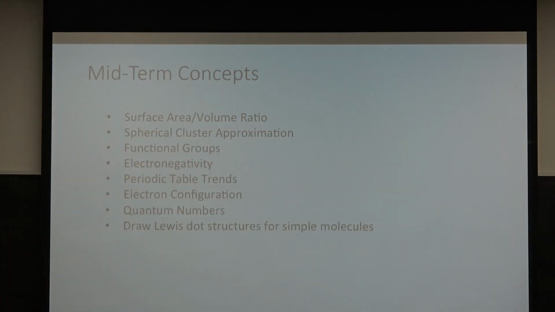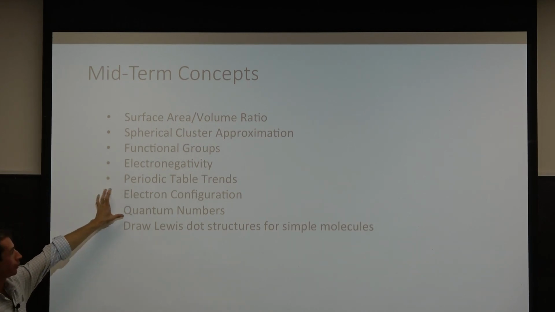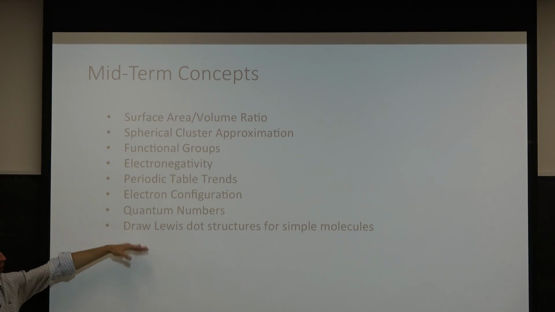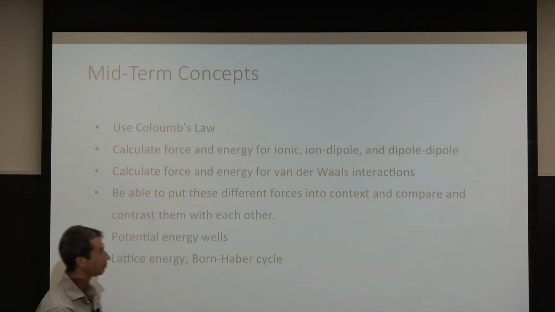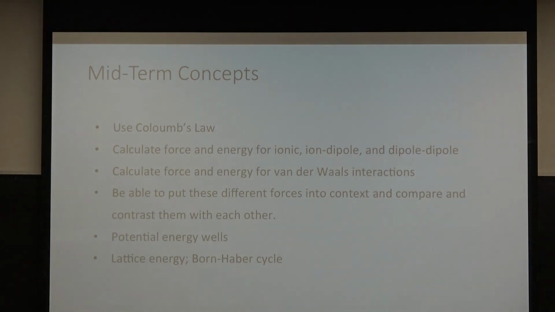So I just went through in my mind what we had talked about: surface area to volume ratio, spherical cluster approximation, functional groups, periodic trends, including electronegativity, the ability to write electron configuration and quantum numbers, Lewis dot structures. So that was our first little bit. Using Coulomb's law to calculate force and energy for an ionic situation, an ion-dipole, dipole-dipole. Van der Waals, we'll probably not have anything about Van der Waals.